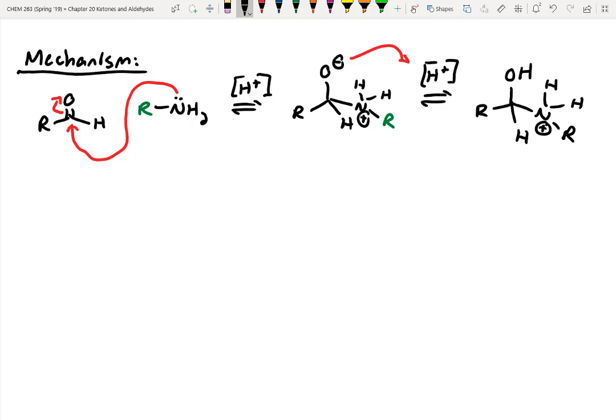We have this positively charged intermediate, right? And now what we're going to do is kind of like what we saw yesterday. We're going to move a proton around. Okay, so we're going to move one of these protons coming off the nitrogen over to the alcohol. So I'm going to just shorthand this plus minus H plus.